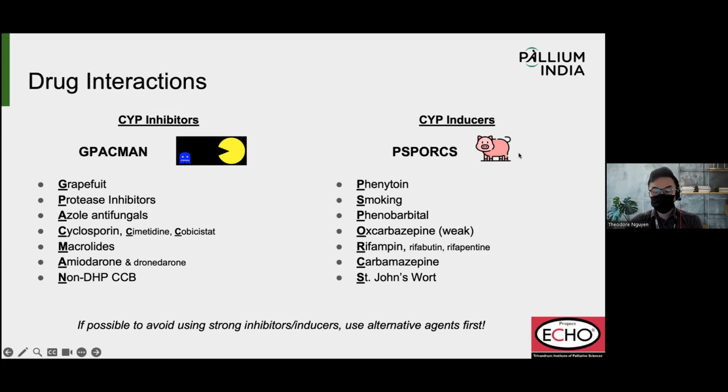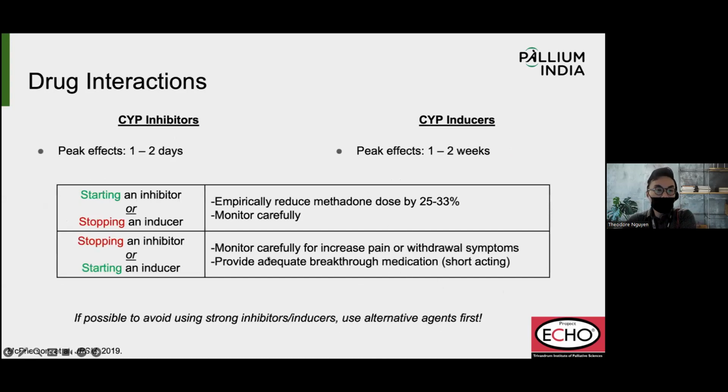For CYP inducers, another acronym is PS PORKS. So phenytoin, smoking, phenobarbital, oxcarbazepine, rifampin, rifabutin, rifapentine, carbamazepine, and St. John's wort supplements. So again, if it is possible to avoid using strong inhibitors or inducers for different treatments of other disease states, we always recommend to try to use alternative agents first. But obviously there are going to be some cases where they may be unavoidable, or patients may need to be on specific therapies or started on them or discontinued.